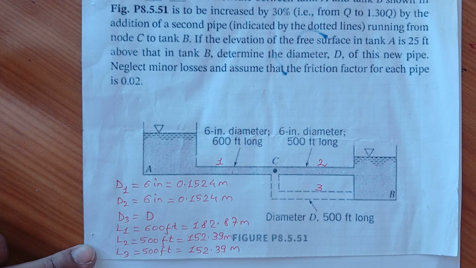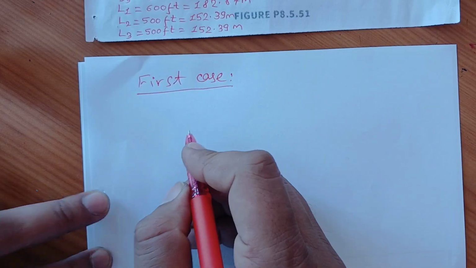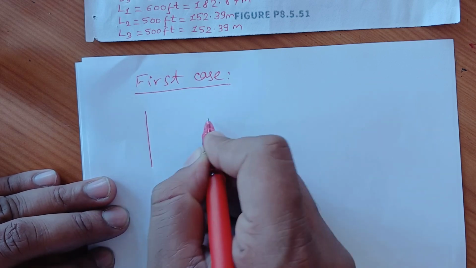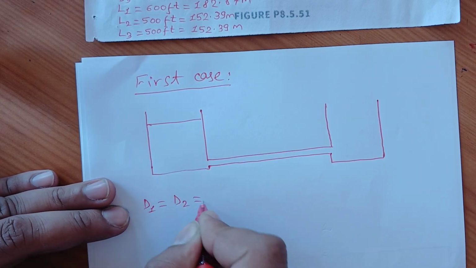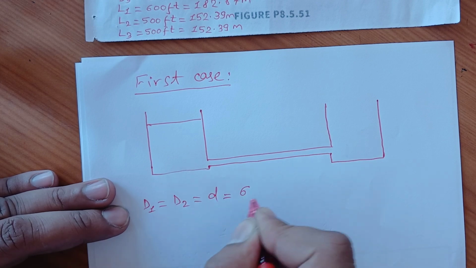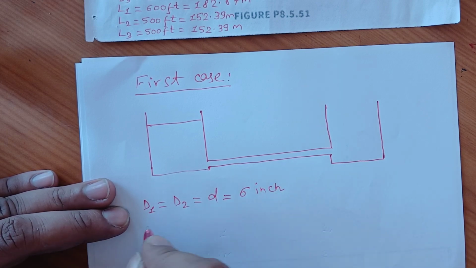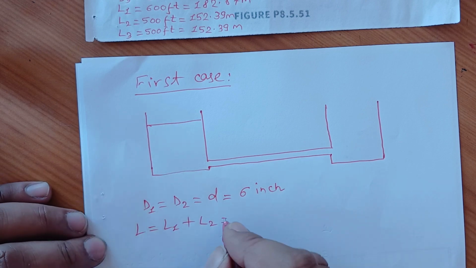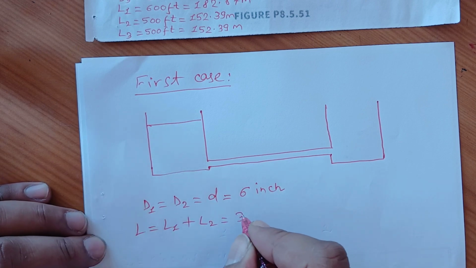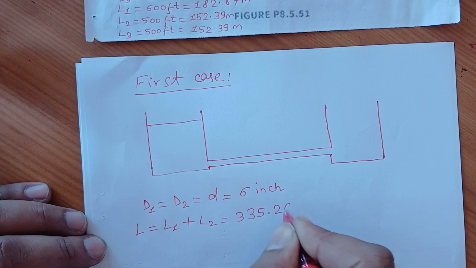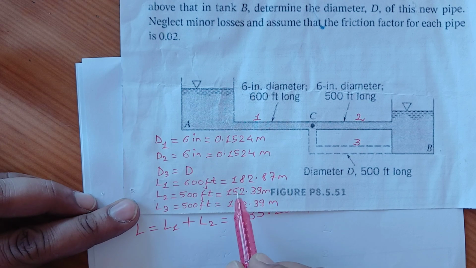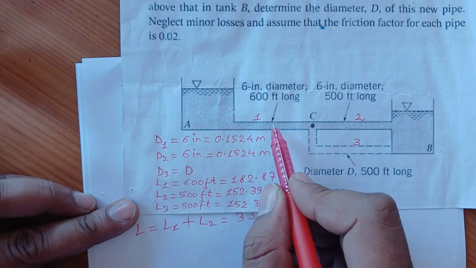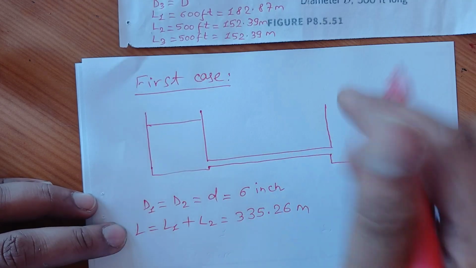Okay, let's go to the first case. In the first case, two reservoirs are connected by a single pipeline. D1 is equal to D2 is equal to D, that is 6 inch, and L is equal to L1 plus L2, that is 335.26 meter. I have calculated L1 and L2, that is 182.87 meter and 152.39 meter. Let's add L1 and L2 to get the value of this length L.